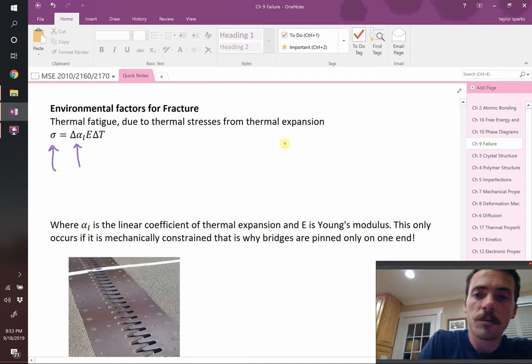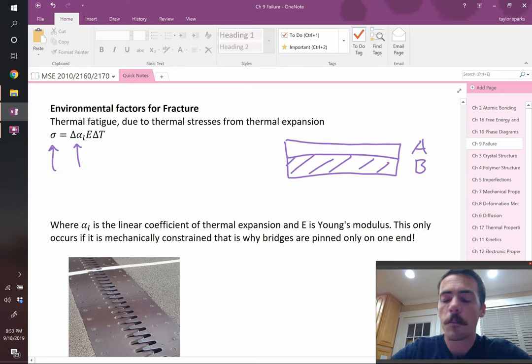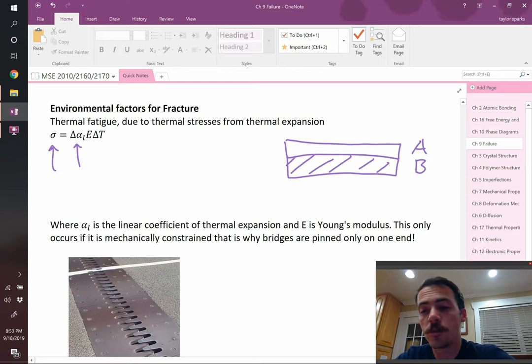So again, let's imagine here that you've got two materials bonded together. You've got material A and material B, right? That's A, that's B. You superglue those two things together, you weld them together, and then you start heating and cooling them. If they are different materials, then they're going to expand at different rates.